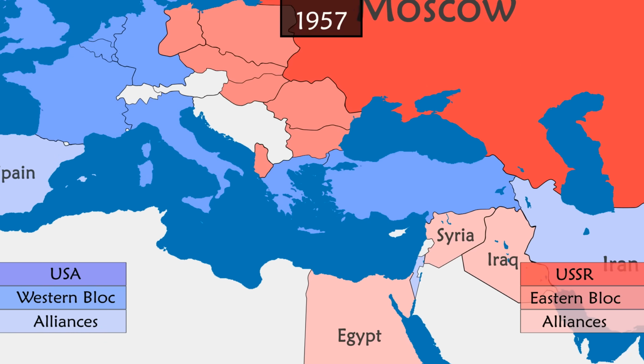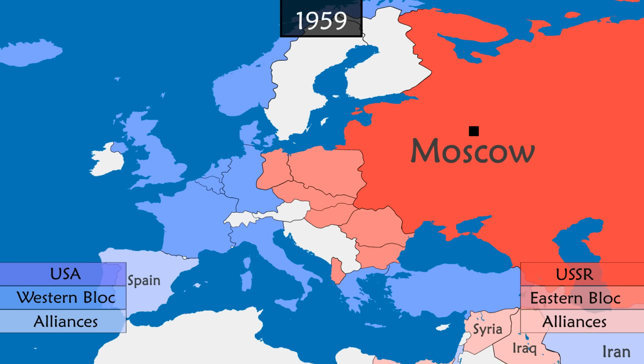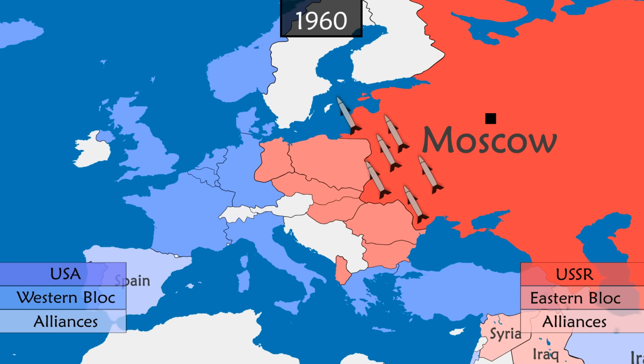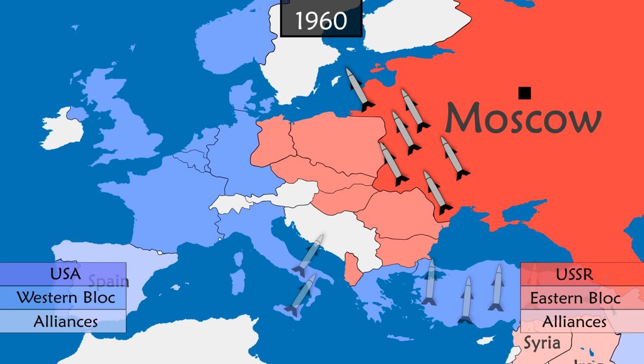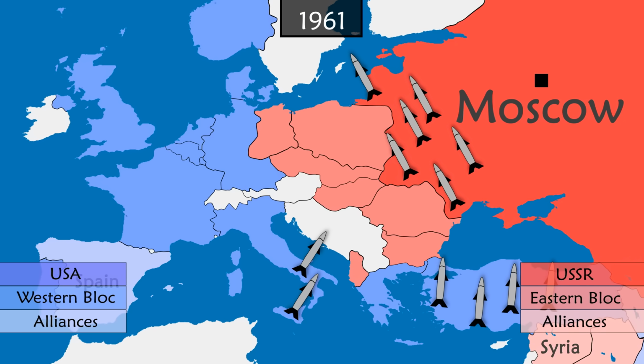The Soviet Union, which has now caught up in military and industrial technology, installs hundreds of long-range missiles pointed at Western Europe. In response, the US points its missiles towards Soviet territories.